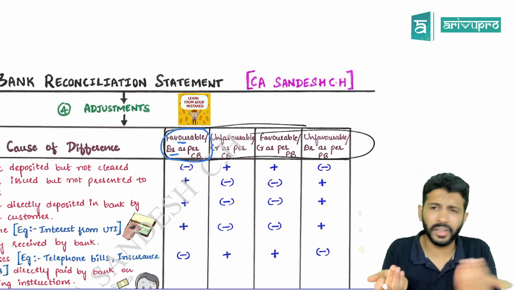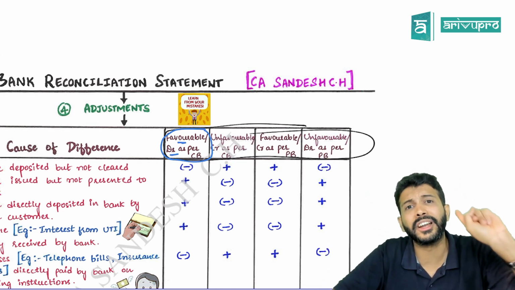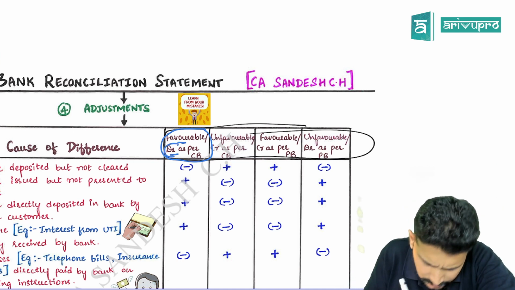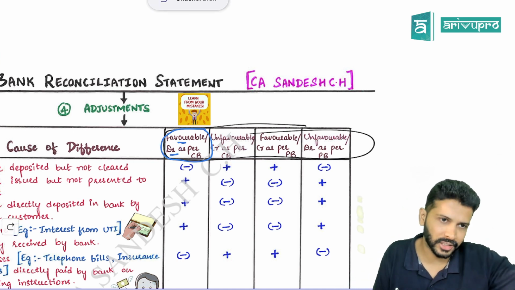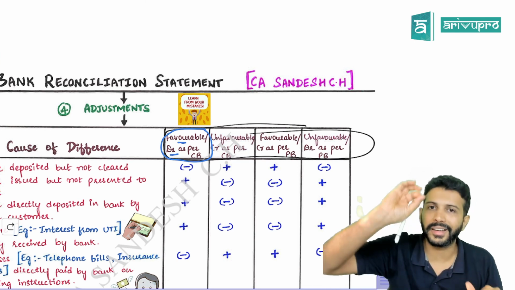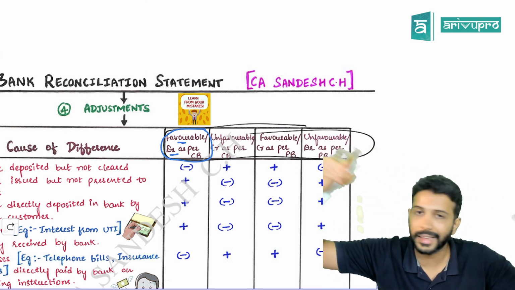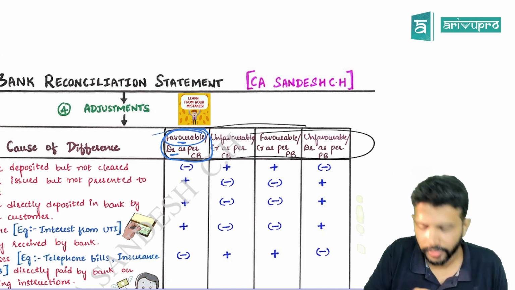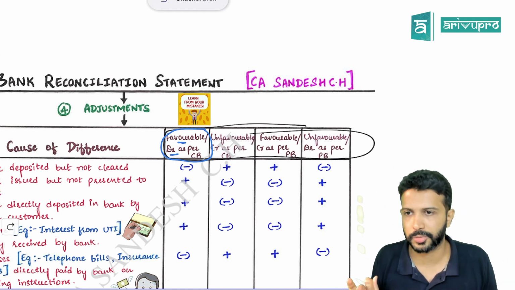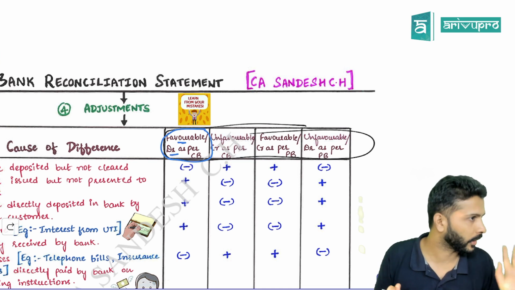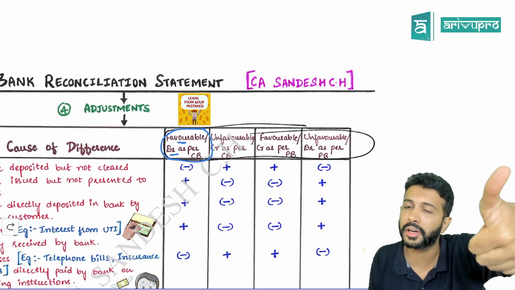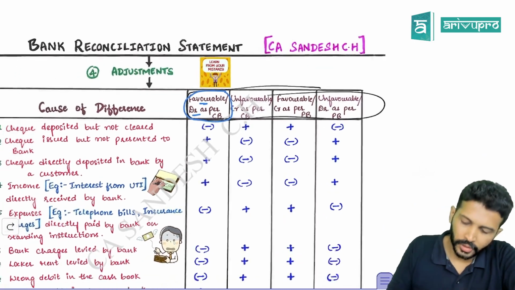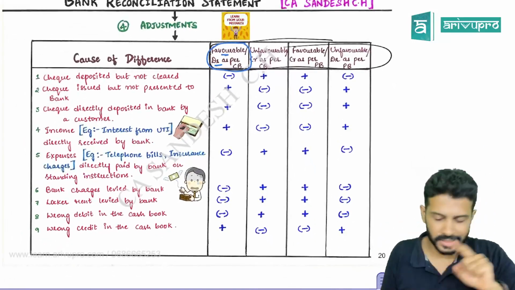So obviously, if you have money in the bank, is it an asset or a liability? Asset. Assets will have what balance? Debit balance. So in your examination, they may give you the term debit balance as per cash book, or instead of debit, they may use the term favorable balance as per cash book. Either they'll call it favorable or they'll call it debit. Now we'll go over these adjustments again.